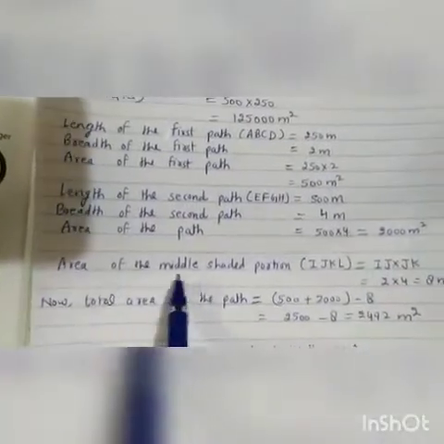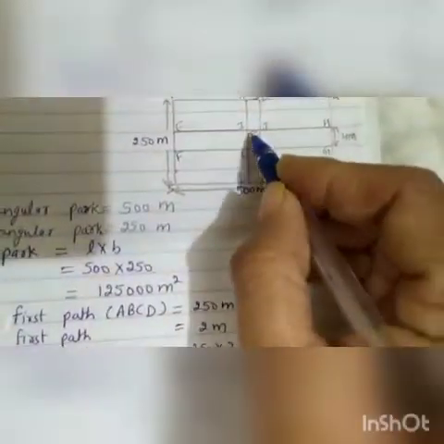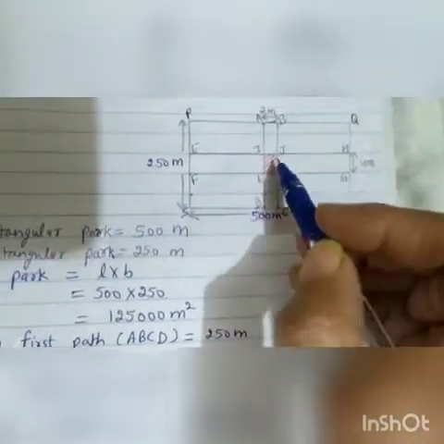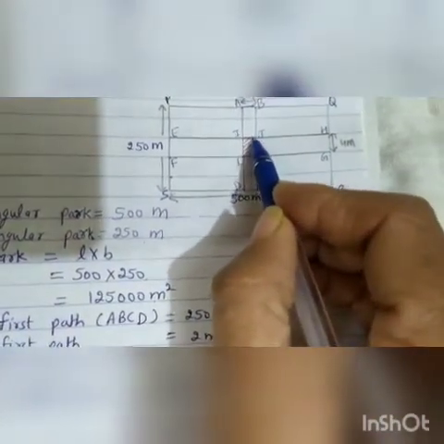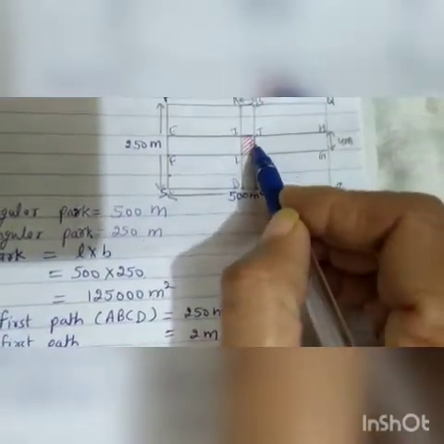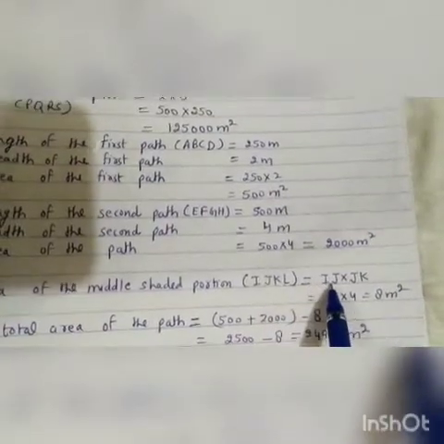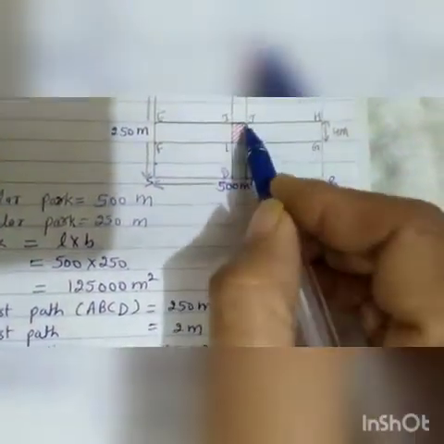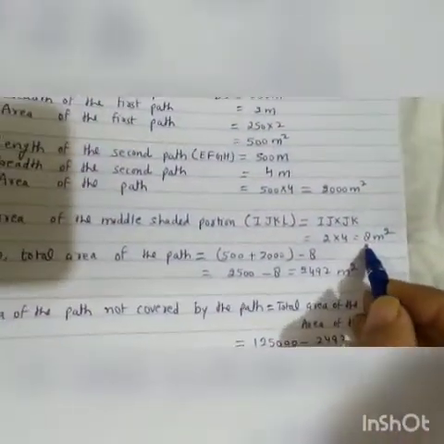Now the area of the middle shaded portion IJKL. Now we will find the area of this portion which is shaded with red color. So for this middle portion, this side is 2 meter and this one is 4 meter. So the area of the middle shaded portion IJKL is equal to IJ into JK. This is IJ 2 meter and JK is 4 meter. So 2 into 4, 8 square meter.